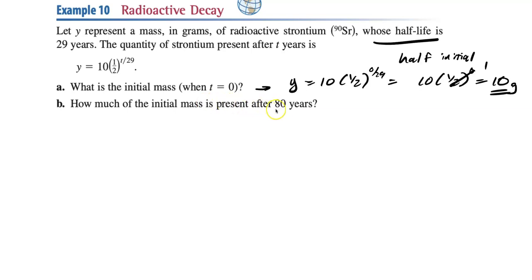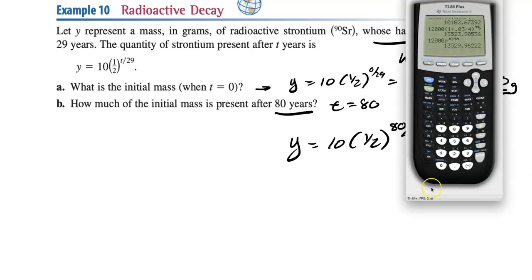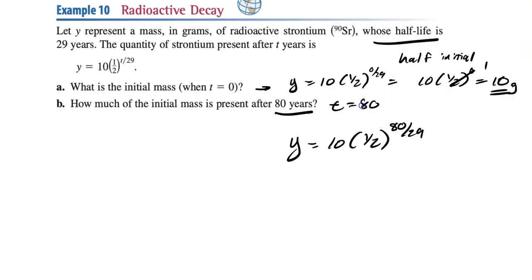How much of the initial mass is present after 80 years? So after 80 years, so that's our time. So we're going to substitute in 80. So you just go Y equals 10 times 1/2, 80 over 29. And then we substitute that in the calculator. So 10 times 1/2 to the 80 divided by 29. You get about 1.47, 48 if I round. So that's how many grams are left after 80 years.